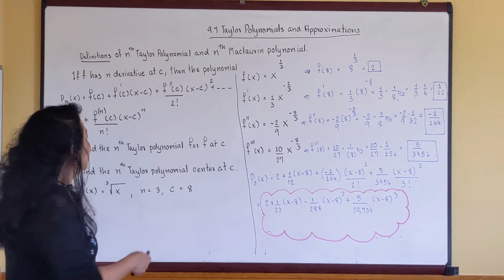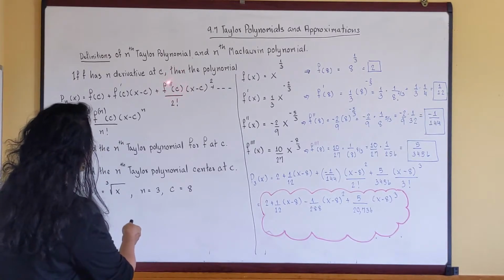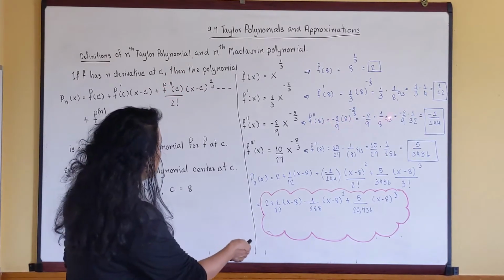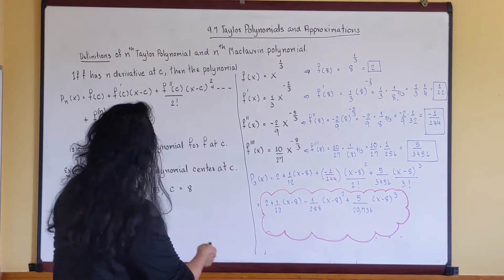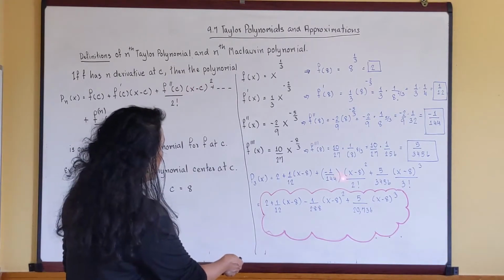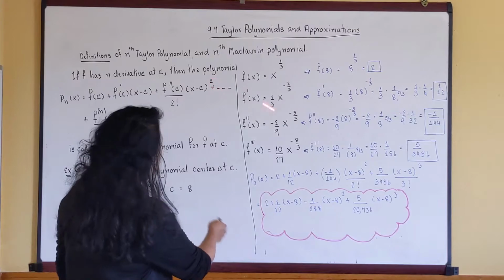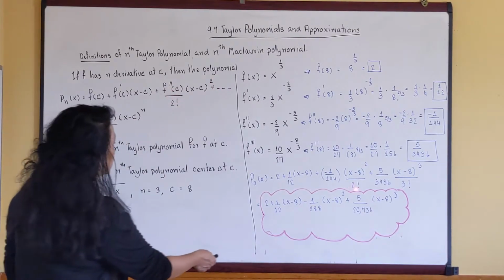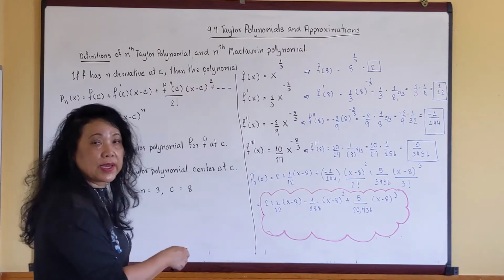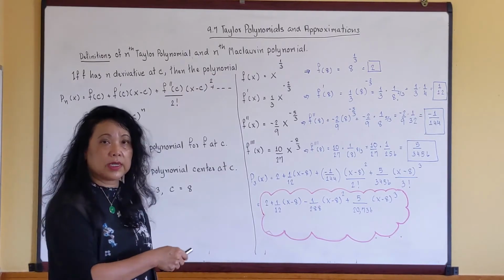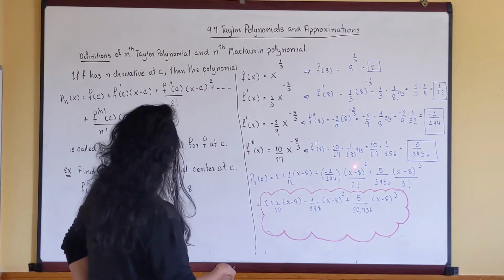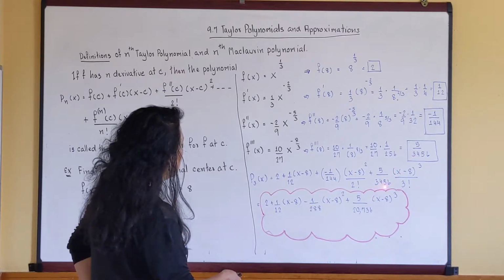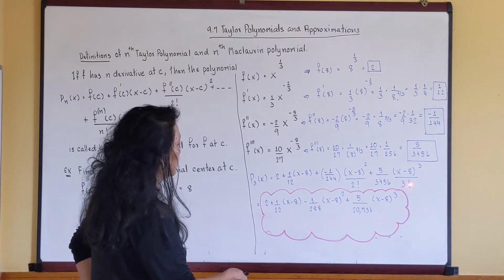Next one is the second derivative at c. I did all of this, and it is negative 1 over 144 right here, times x minus c, where x is x and c is 8, squared, divided by 2 factorial. So if it's squared, divide by 2 factorial; if it's cubed, divide by 3 factorial, and so on. If it's n, divide by n factorial. So I'll go to the third one. My third one will be 5 over 3,456, times x minus 8 raised to the third, over 3 factorial.